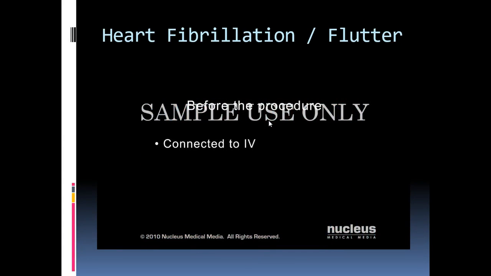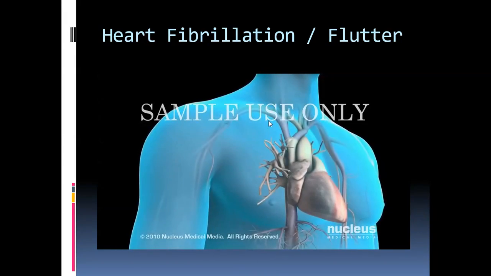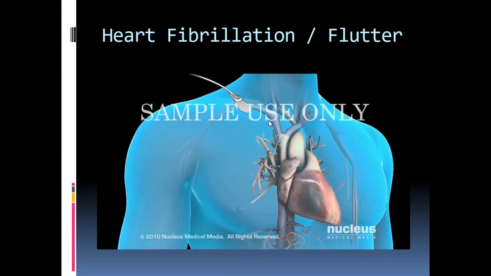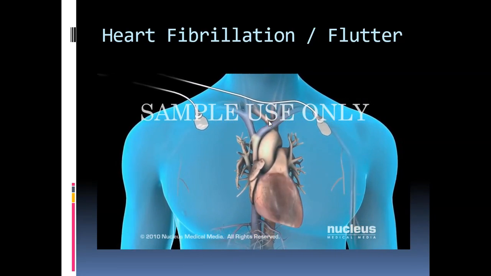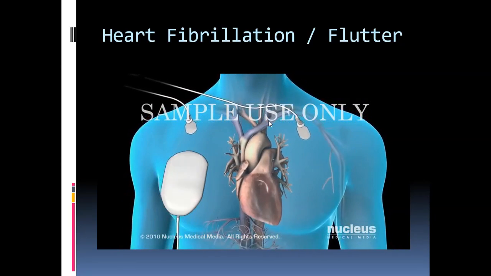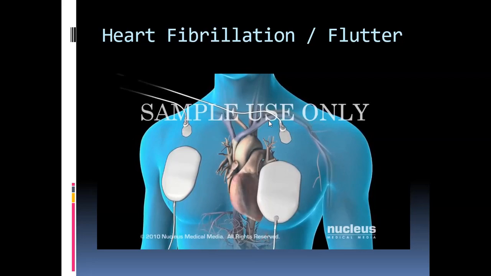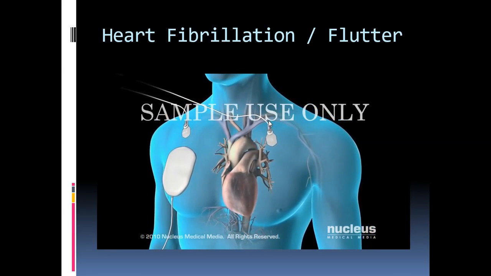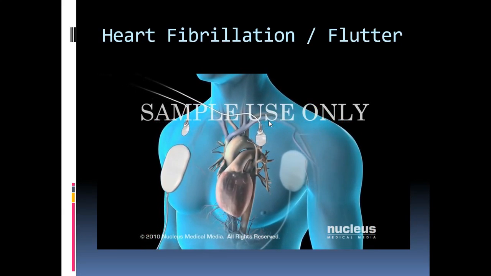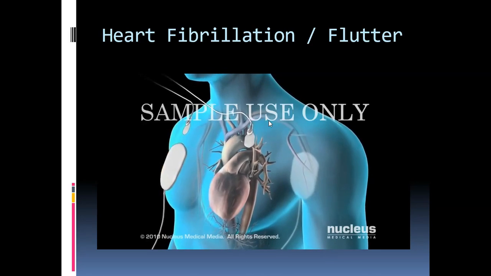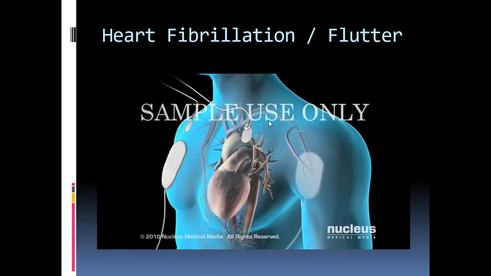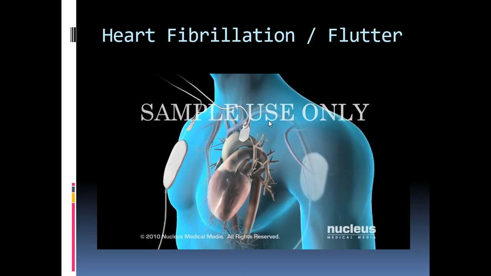Before the procedure, you will be connected to an intravenous line. You will be sedated so you will sleep through the procedure. EKG electrodes will be placed on your chest to monitor your heart's electrical activity. Once you are sedated, special cardioversion pads or paddles will be placed on the skin of your chest or your chest and back. These pads or paddles will deliver electrical shock through your chest to your heart. The shock may be repeated several times until the heart resumes its normal rhythm.